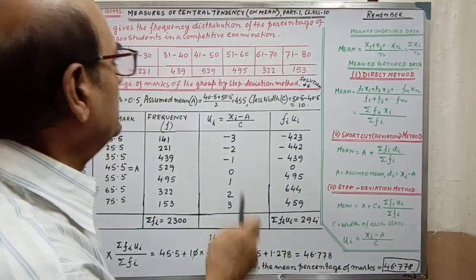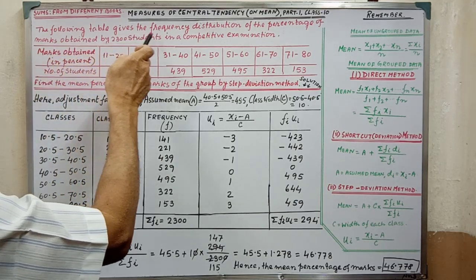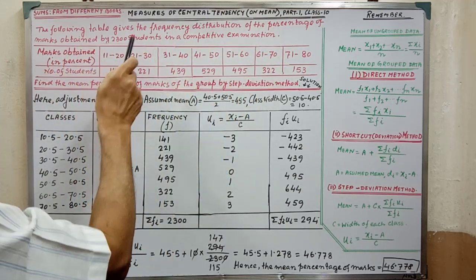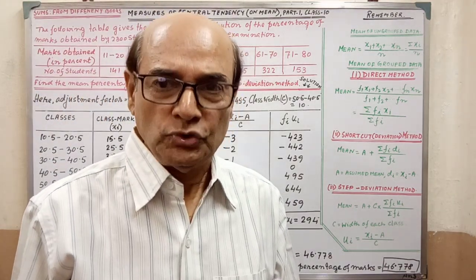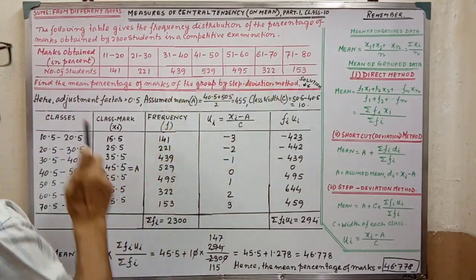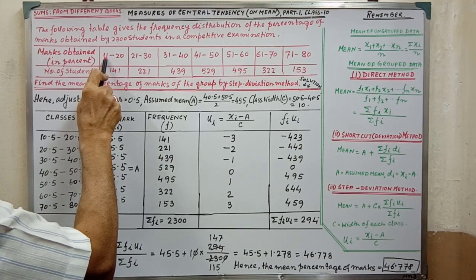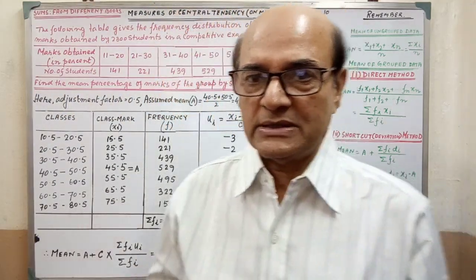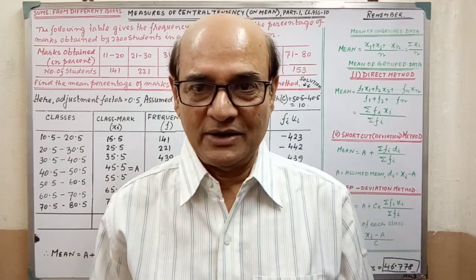On this, just one sum is given from the book, that is, the following table gives the frequency distribution of the percentage of marks obtained by this. The sum is written here clearly. You have to go through the sum attentively, then start the solution. For this, you have to notice these classes. Here the classes are not continuous class intervals. If it is given discontinuous, then you have to convert into continuous class intervals, then you have to start.